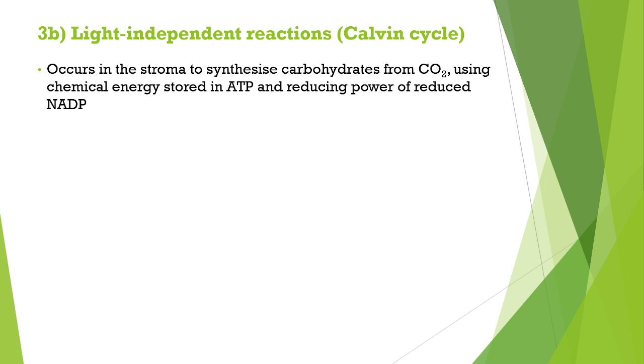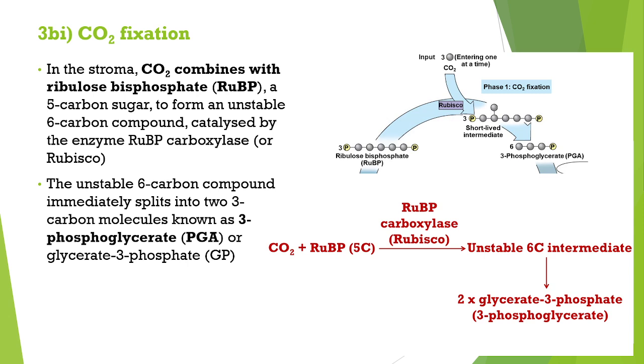light energy is converted to chemical energy in the form of ATP and reduced NADP. So in the Calvin cycle, the ATP and reduced NADP made by the light-dependent reactions will be used to drive the conversion of carbon dioxide into glucose and carbohydrates. Okay, so there are three main phases of the Calvin cycle.